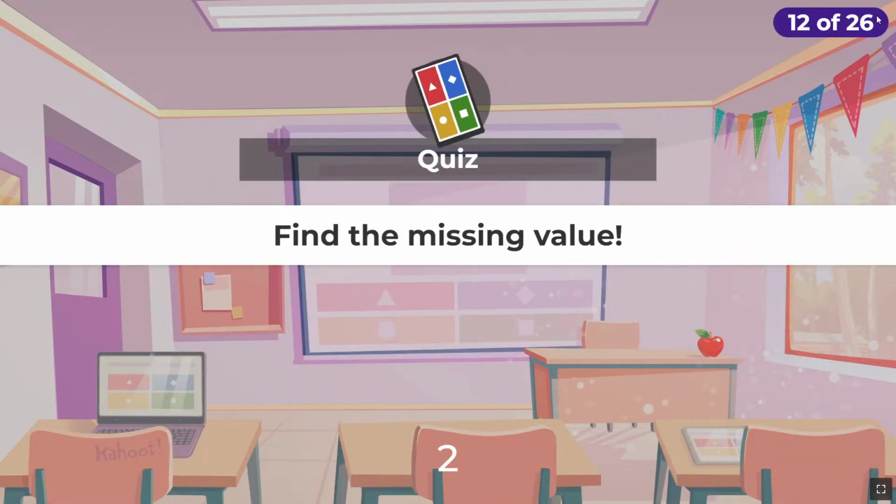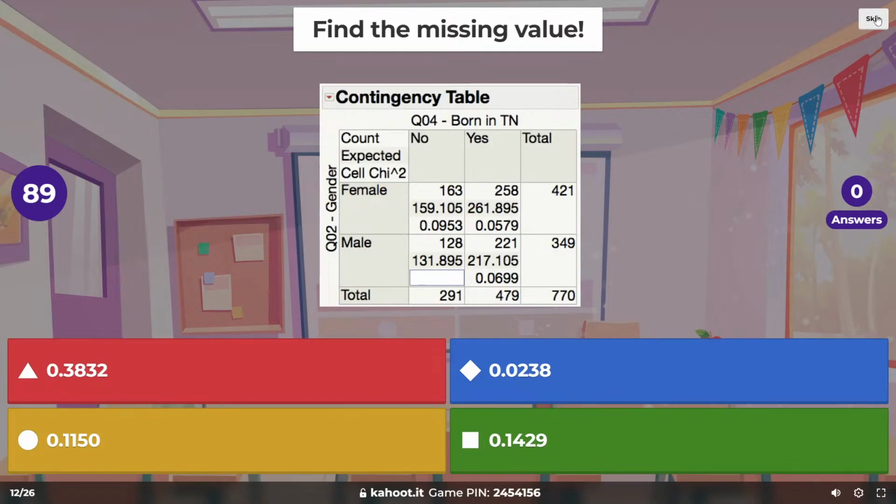Here we go. Find the missing value. Next question. Here we are with the missing value again. You are looking for a what? What missing value are you looking for?